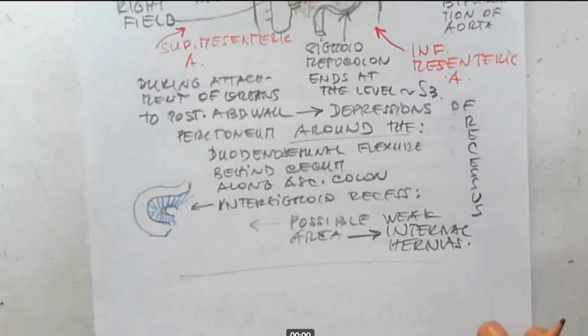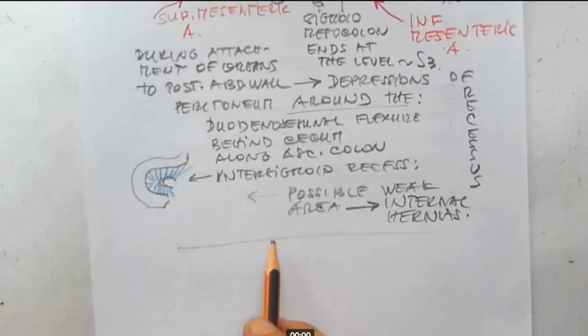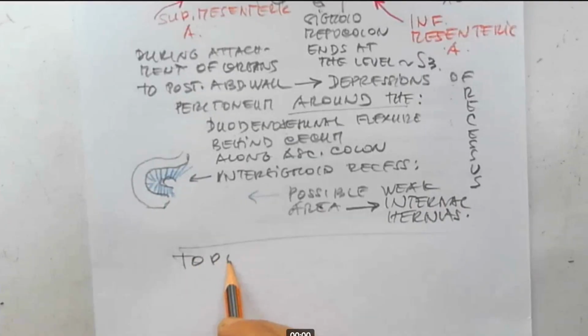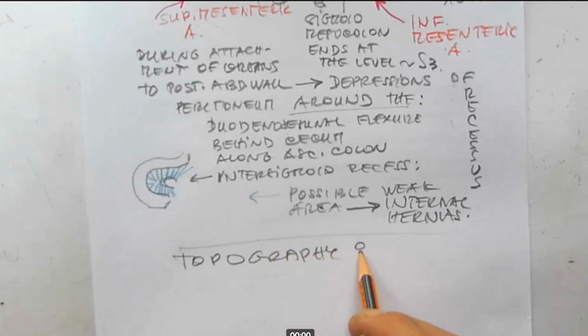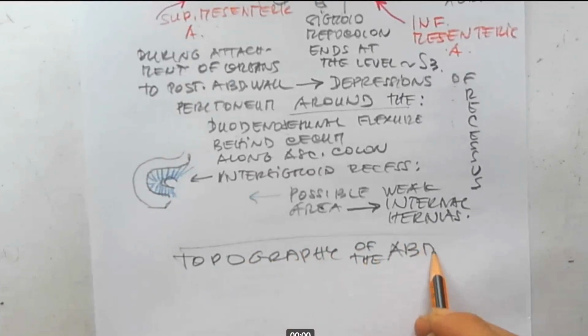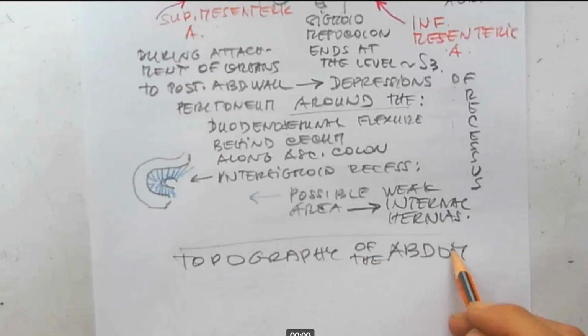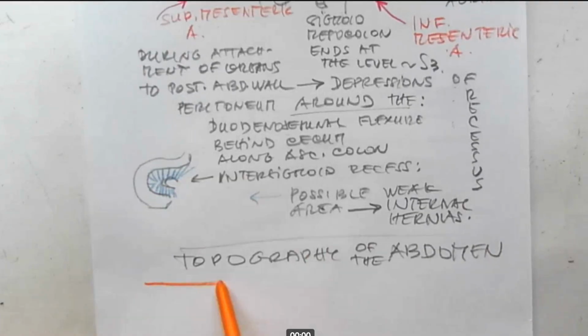Done. So we completed everything, and then we go to the review of topography. So just subtitle: topography of the abdomen. Just review, because this was key for the description of the abdomen. Concerning the topography, this is review definitely.